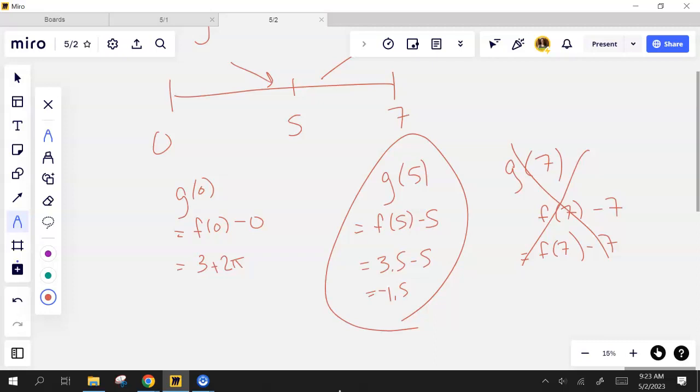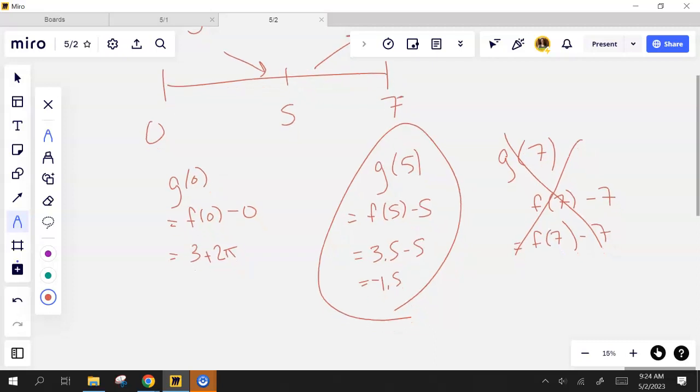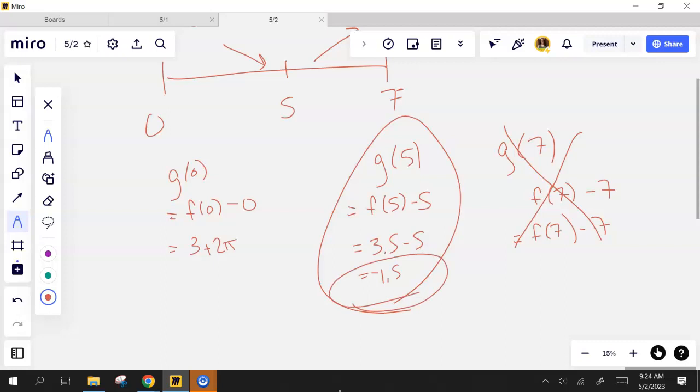No, they didn't use the extreme value theorem. They just said because it's continuous on a closed interval and between 0 and 5 is decreasing and 5 to 7 is increasing, 5 must be your absolute minimum. Absolutely. Make sure it doesn't say at what x value does the minimum occur. It says what is the minimum value. So you'd have to plug that back in and find that negative 1.5 there, because that is the absolute minimum value.